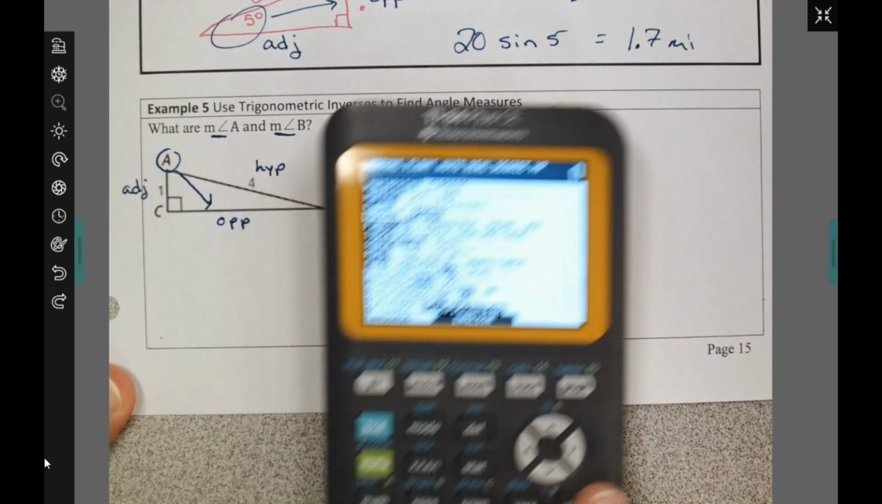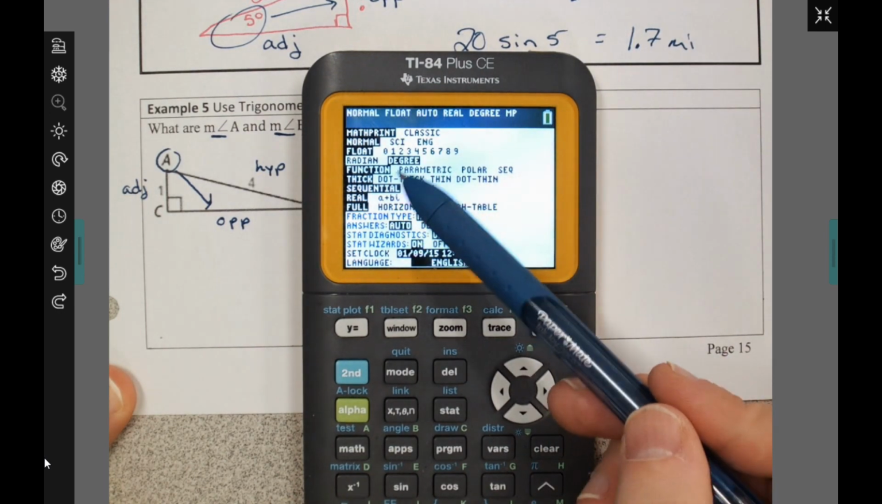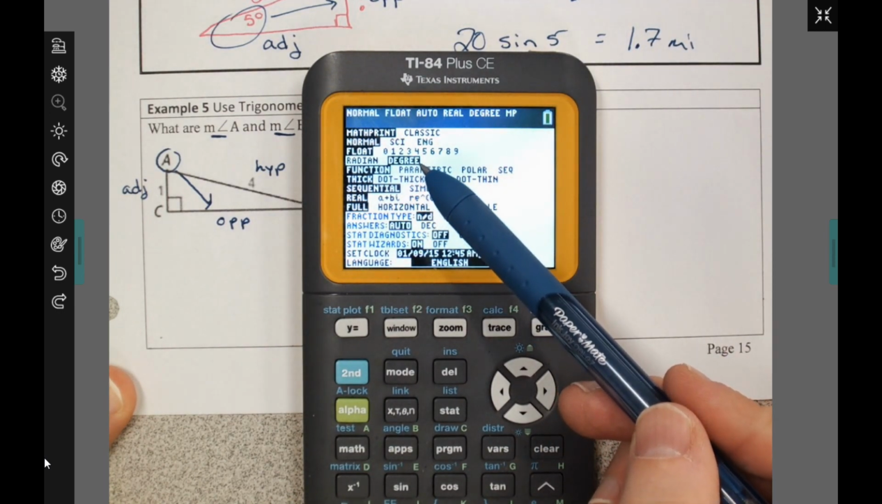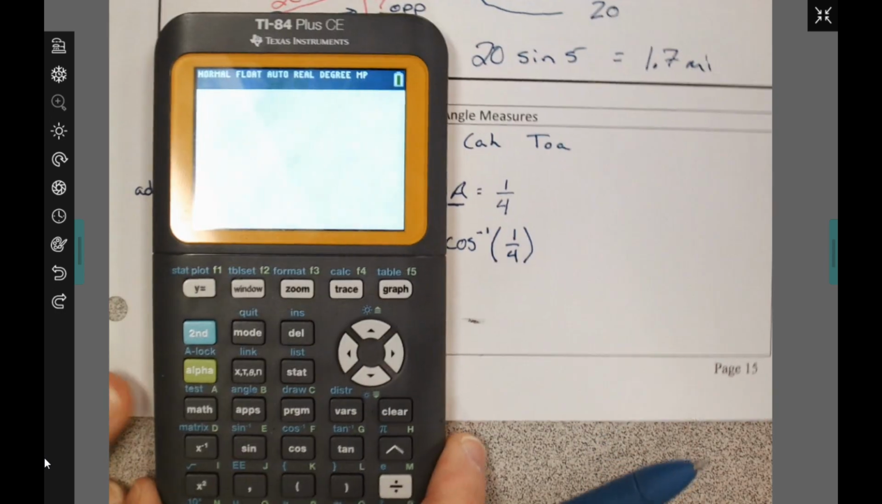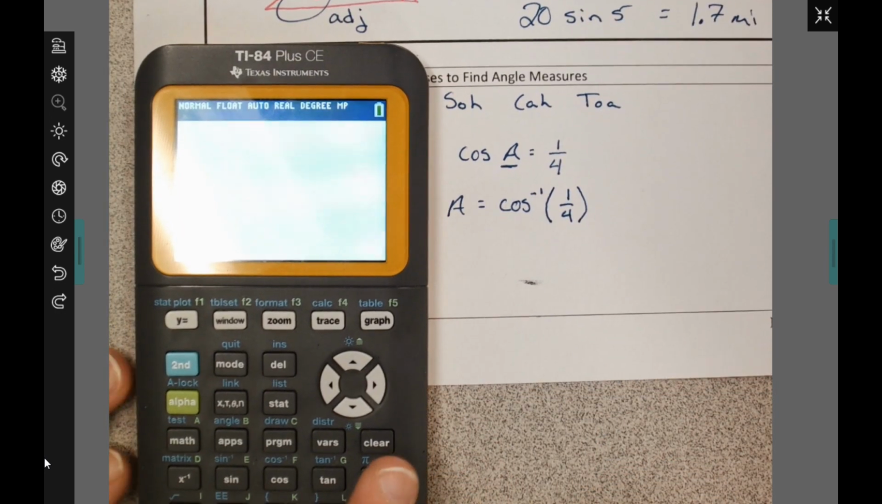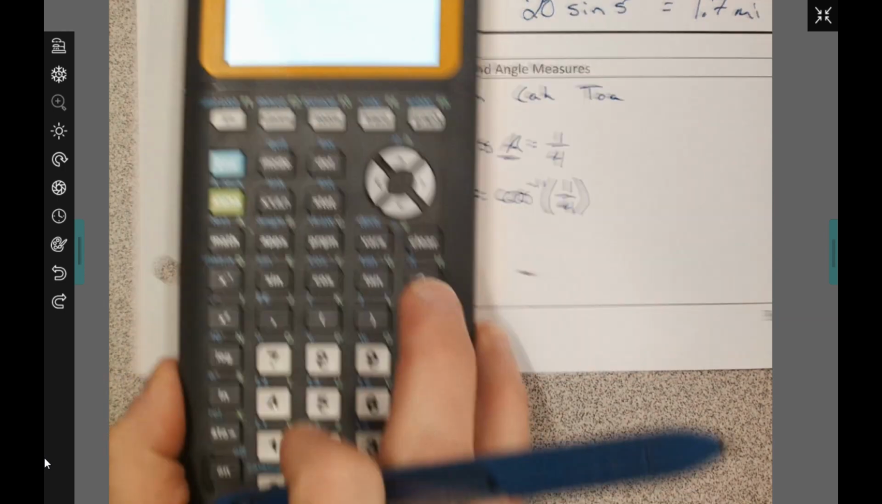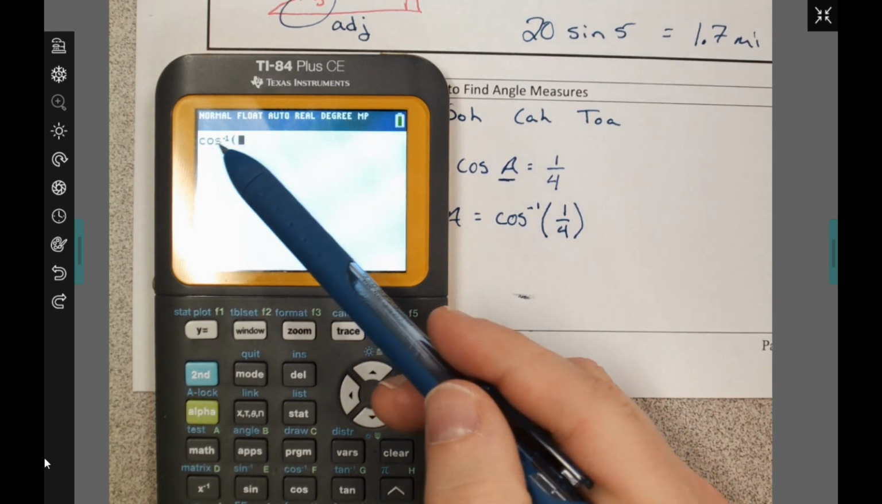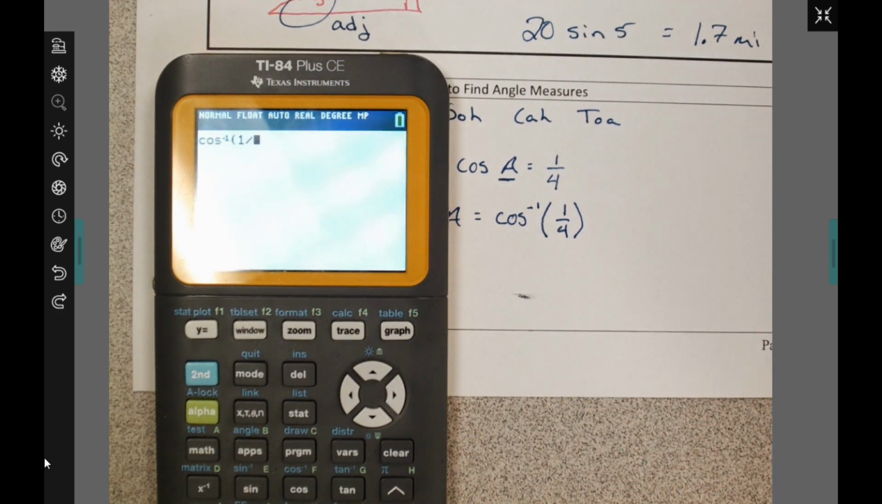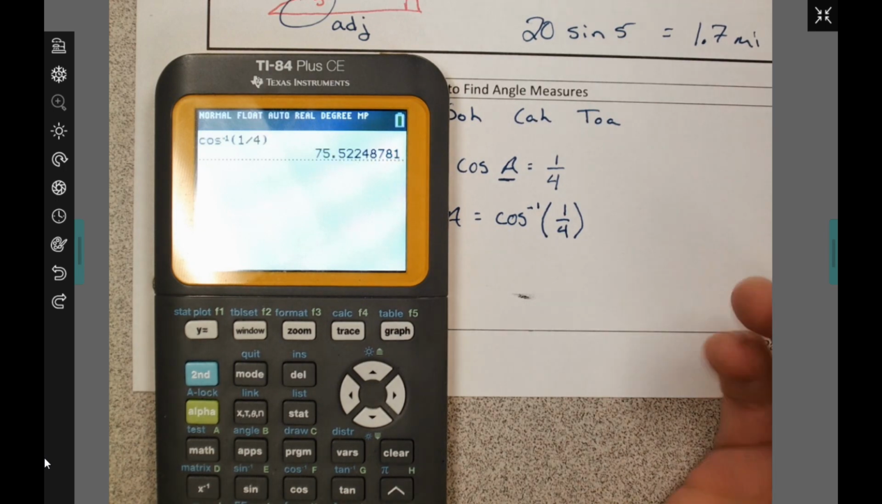So first off, make sure you go to mode. On mode, degree has to be highlighted. If you don't have degree highlighted, we're going to have issues. We go ahead and get out of that. And then to get the inverse, you're going to hit second cosine. When you hit second cosine, we are going to get that inverse, so cosine to the -1. And then you're just typing in what it says, so 1 divided by 4.